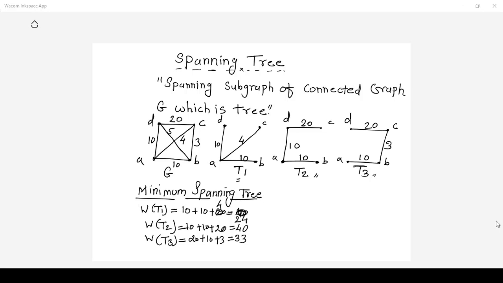Now among these three spanning trees T1, T2 and T3, the minimum weight is 24, and hence T1 becomes a minimum spanning tree for the given graph G. So I can define a minimum spanning tree as a spanning tree whose weight is a minimum.